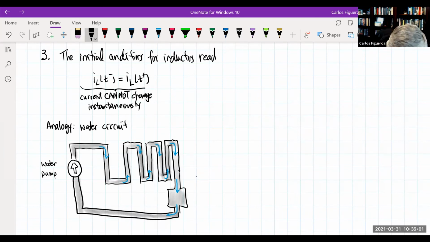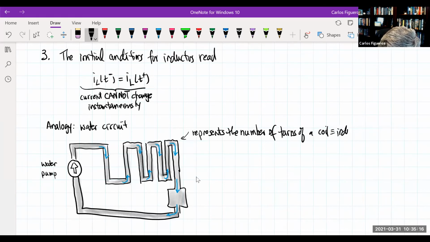This represents the number of turns of a coil, in other words, an inductor. So what I'm going to assume right now is that when I look at the current flow, in this case the water flow, it's constant.